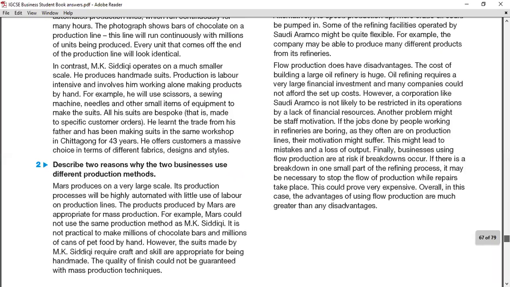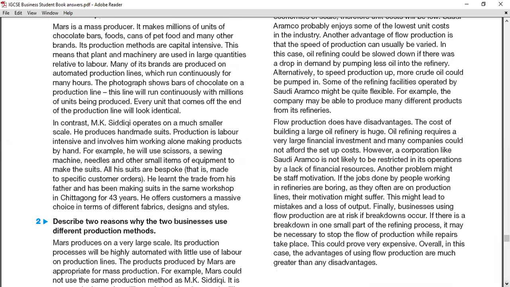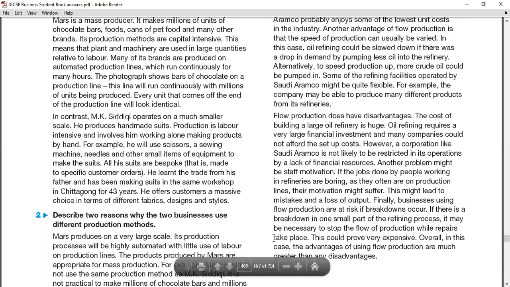With flow production, you can see the organization has disadvantages as well. The cost of building a large oil refinery is huge, right? An oil refinery requires a very large financial investment, and many companies cannot afford the setup cost. However, a corporation like Saudi Aramco is not likely to be restricted in its operations by lack of financial resources. That's because the setup cost is very high. It's not easy, right? High setup cost is there, not affordable for a lot of organizations, but Saudi Aramco can do that very easily.